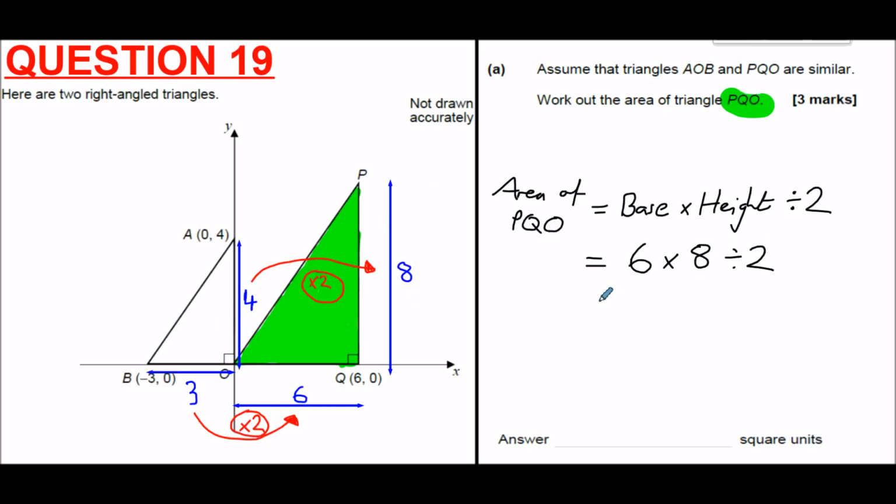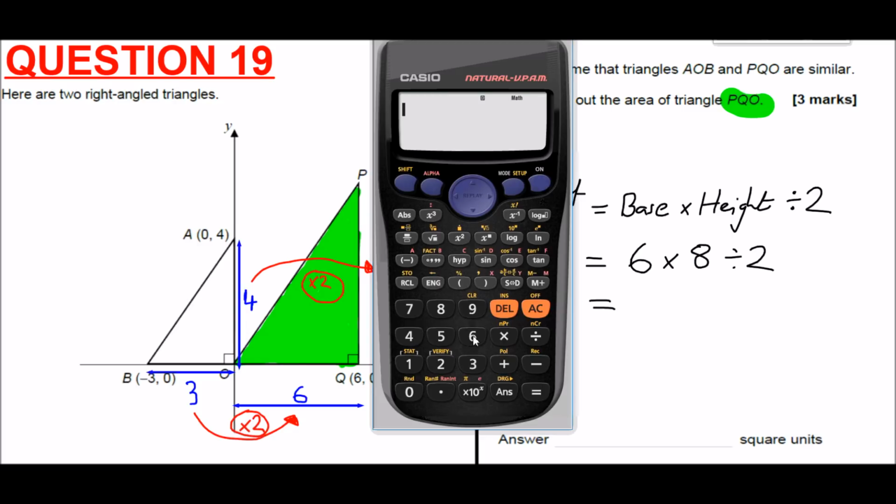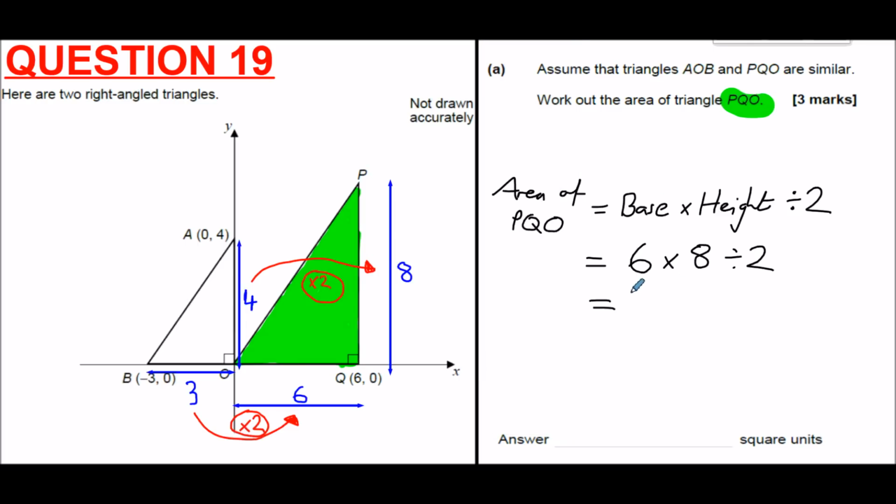So 6 times 8 divided by 2 comes to 24 square units. So that's our answer for the area of PQO.